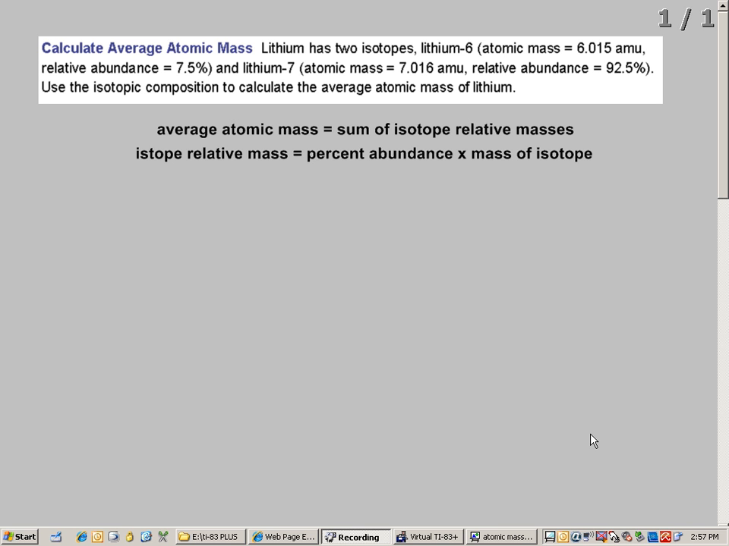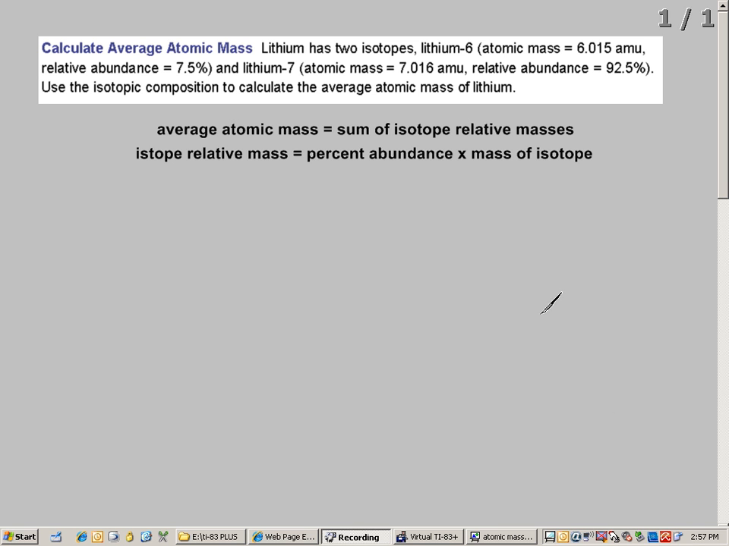So let's read the problem we have here. Lithium has two isotopes. Lithium-6, its atomic mass is 6.015 AMU, and its relative abundance is 7.5%. And lithium-7, its atomic mass is 7.016 AMU, and its relative abundance is 92.5%. Use isotopic composition to calculate the average atomic mass of lithium.